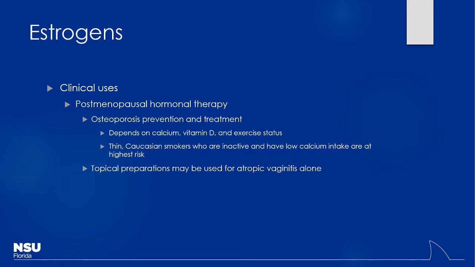So again, Caucasian, smokers or inactive, low calcium intake. Guess what that family member was? All those things right there, and guess what? She had those fractures. So again, very typical, common things are common as it turns out, right? And we're looking for things like, for atrophic vaginitis, topical products are going to be best used there. When I say topical, I basically mean intravaginal products are going to be best suited for that, because again, they're going to lack a lot of the systemic side effects we'll see.